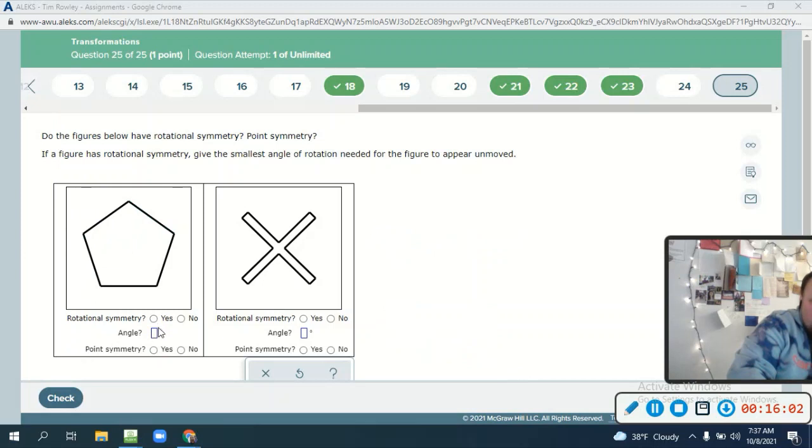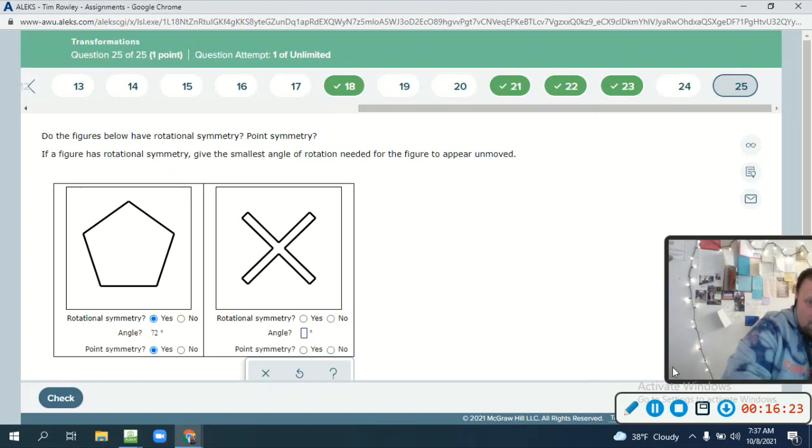So let's see what we got so far. Yes, it has rotational symmetry of 72 degrees, but no, it does not have point symmetry because it's not going to just rotate onto itself going to 180 degrees. It's going to be off. It'd have to rotate 2.5 times. So let's look at this one right here.